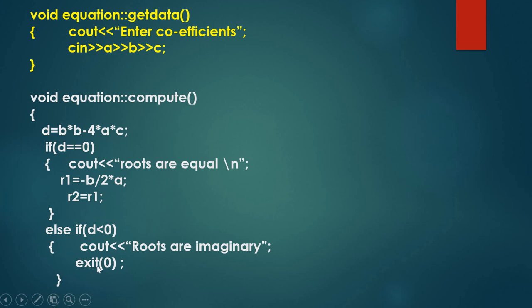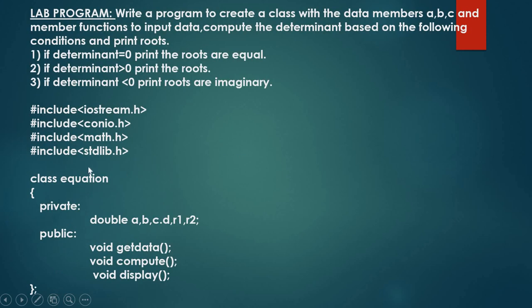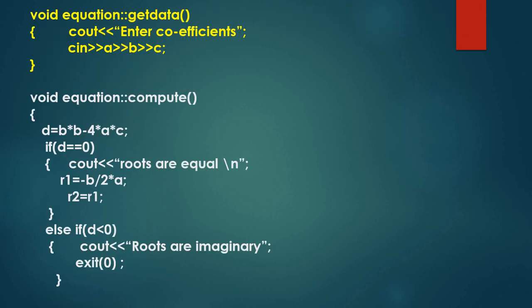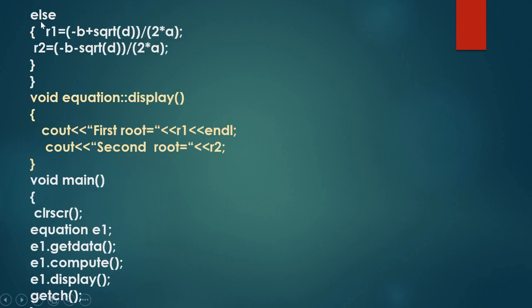In this program we are using this exit 0. So we need to include the header file #include stdlib.h. Exit 0 is under the header file stdlib.h. Then the third condition, that is determinant greater than 0. That is the else condition.